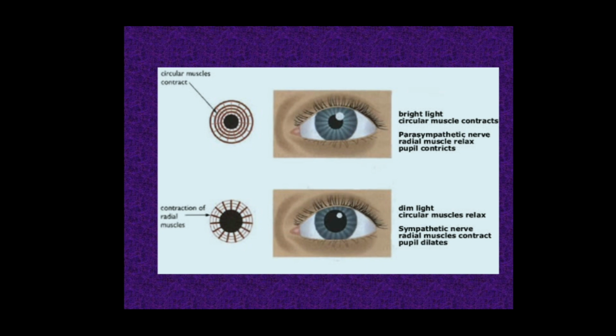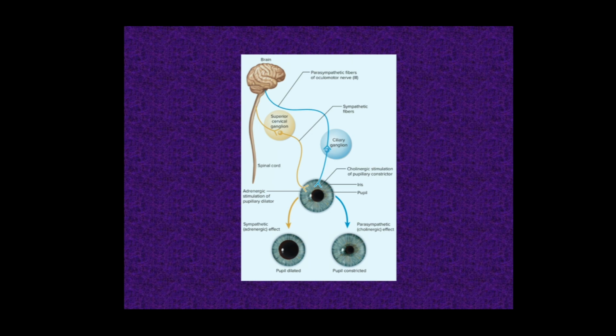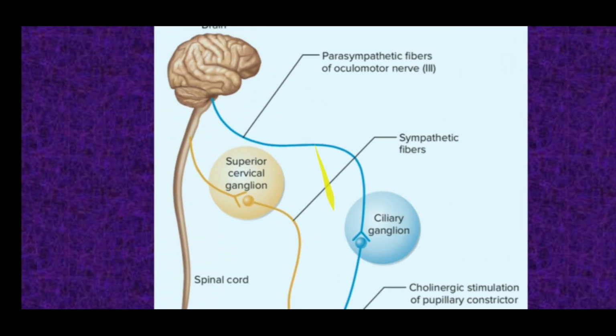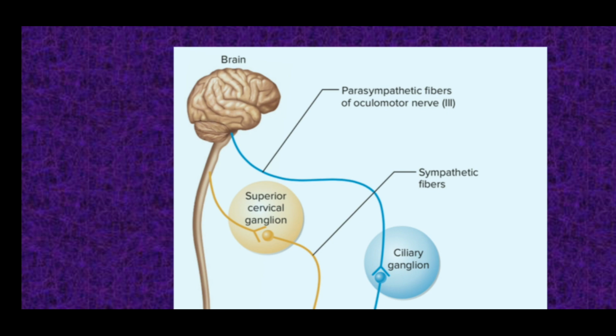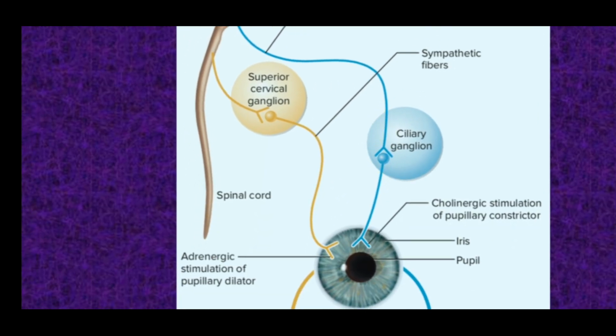Here, in the second picture, during dim light, the circular muscles of the iris relax, whereas the radial muscles contract. As a result, what happens to the size of the pupil? The size of the pupil increases. Okay. So this is the picture showing the control of the brain over the pupil and iris.